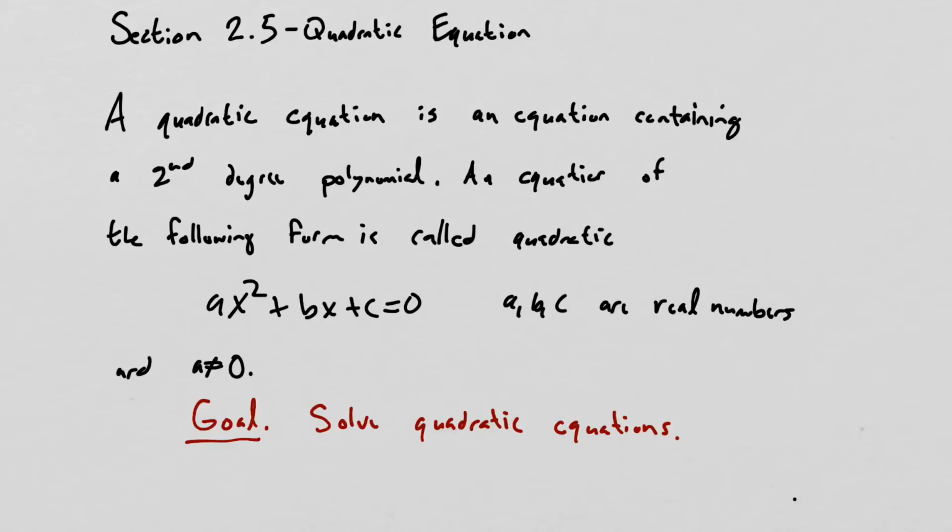And we'll be looking at 4 different ways on how to do this. In part A, we'll be looking at the square root property. This will allow us to solve simple quadratic equations, such as an equation of the following form: x squared is equal to 10.